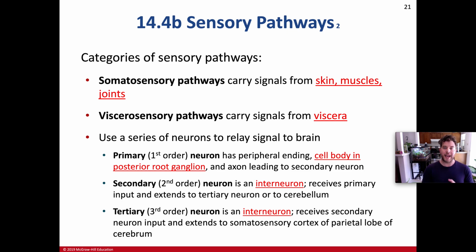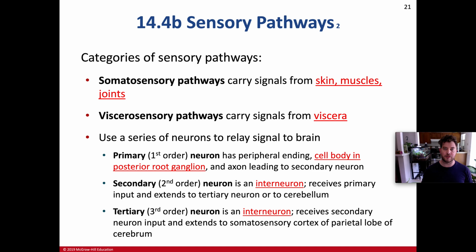Okay, the different pathways for your sensory pathways. You have your somatosensory pathways, which are carrying signals from the skin, muscles, and joints. Viscerosensory carry signals from the viscera. And they use different neurons to relay the signals to the brain. So when we're talking about sensory pathways, we're talking about how our body collects information and then brings that into our brain to be integrated.